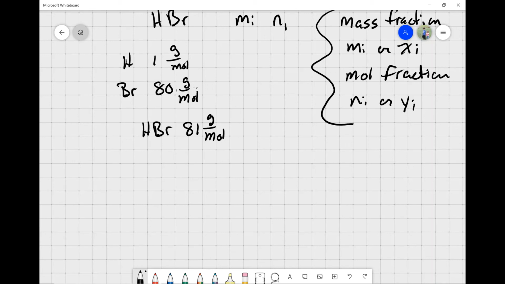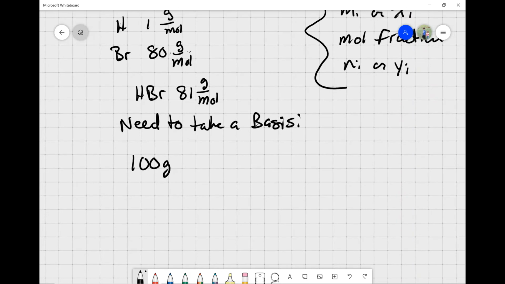All right, so we need to take a basis. And it's always good to take a basis of a nice big round number. I tend to use 100 or 1. I don't ever use decimal points for basis, and the reason for that is people tend to make order of magnitude errors. By order of magnitude, I mean an answer that's wrong by a power of 10. And so our basis is 100 grams of HBr.